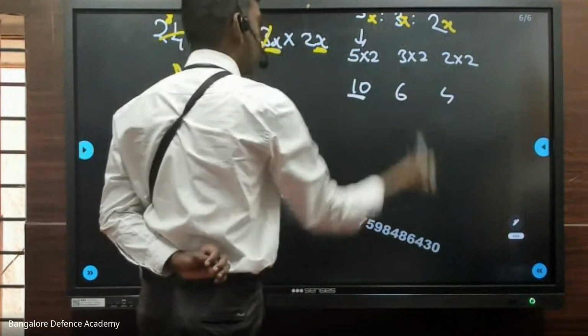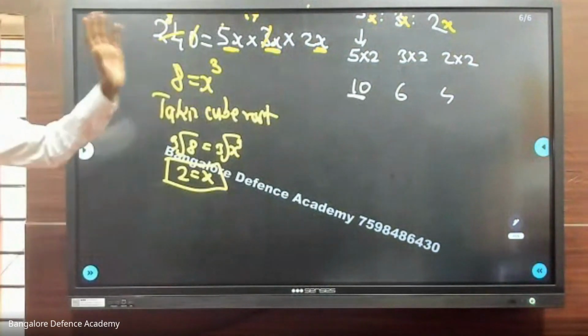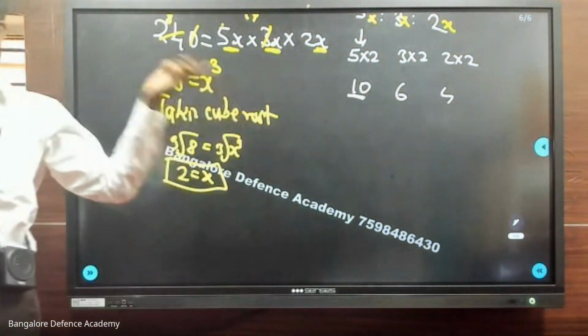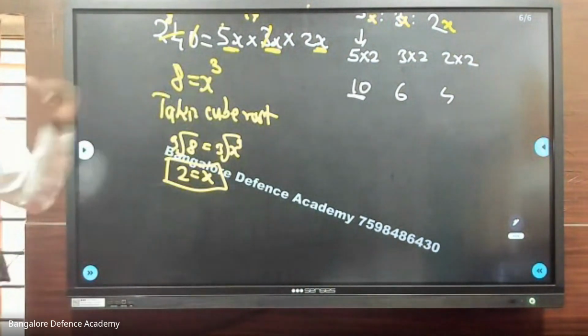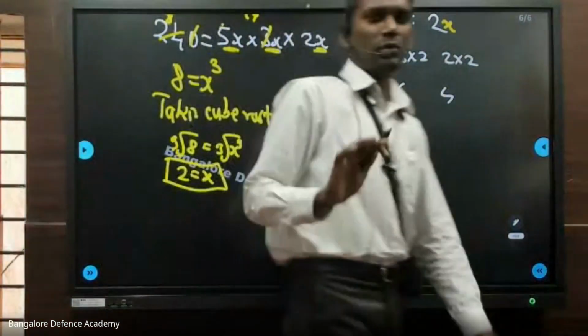So what is the length? 10. What is the breadth? 6, and height is 4. This I got the dimensions. One part of the question is over. Next, what you have to find? Total surface area. You can use the formula and get the answer. This is the method which your school teacher will expect you to do to give you marks.